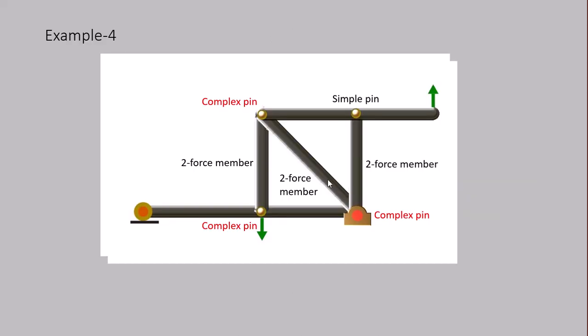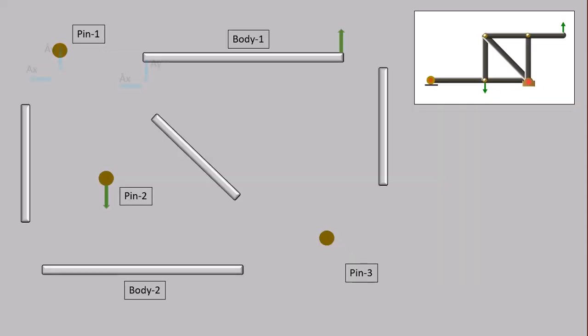Example 4, we have 1 multi-force member, 2 multi-force members, 3 2 force members, and 2 complex pins. Draw the free body diagrams. Complex pin 1, which is here. Two 2 force members meet there.